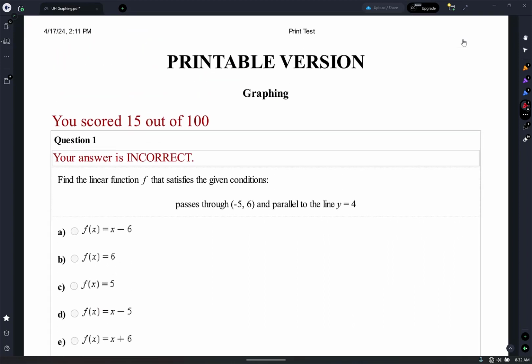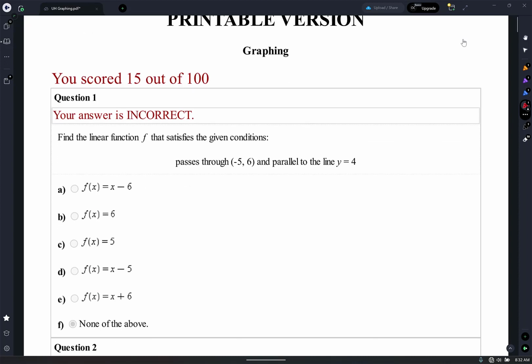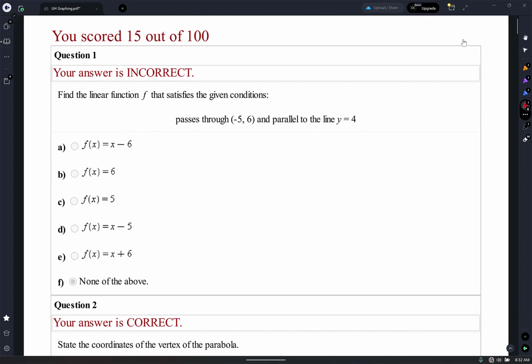Graphing, guys. This is one of y'all that took it by accident, I think, but now it's assigned. So question number 1, it says find the linear function f that satisfies the given condition. Passes through negative 5, 6, and parallel to the line y equals 4. So the first thing that I like to do is draw a grid, and then put a point. Negative 5, 6 is somewhere right there.